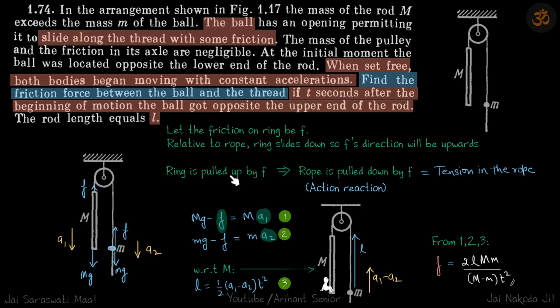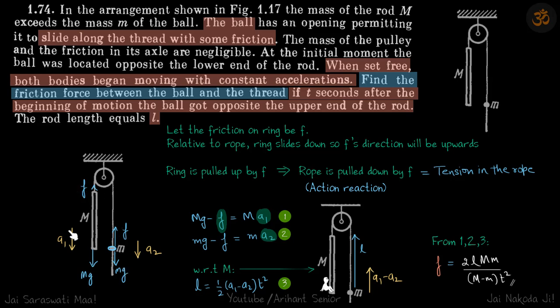So ring is pulled up by force F. This implies rope is pulled down by the same force F. And this force is therefore the tension in the rope. So whatever the force with which you are pulling the rope, that is tension in the rope. So the same tension will translate here, and this means this rod is being pulled up with the force F, same as this. And now let's start writing equations.